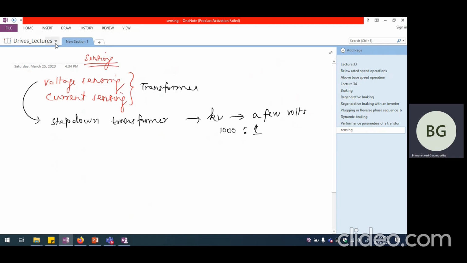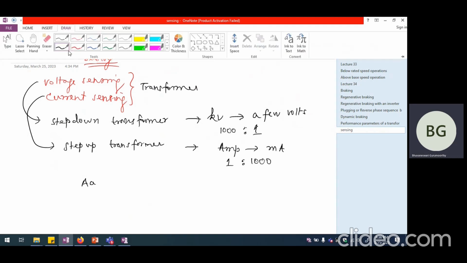In the same way, if I want to sense the current, it should be something like a step-up transformer, because when the voltage is stepped down, the current is stepped up and vice versa. So I am looking at going from amperes to only milliamperes so that it can be sensed by an electronic circuit. So I will have something like 1:1000 as the turns ratio of the transformer being used for sensing the current.